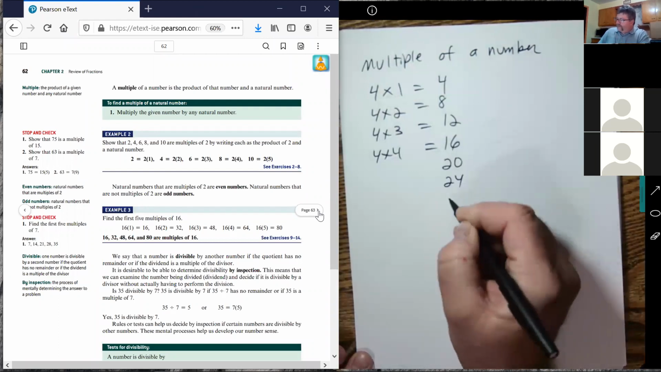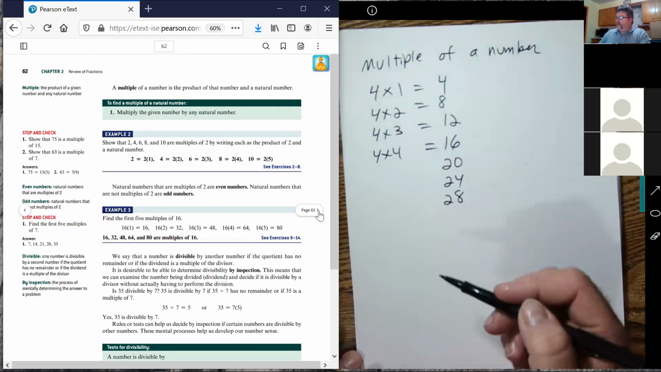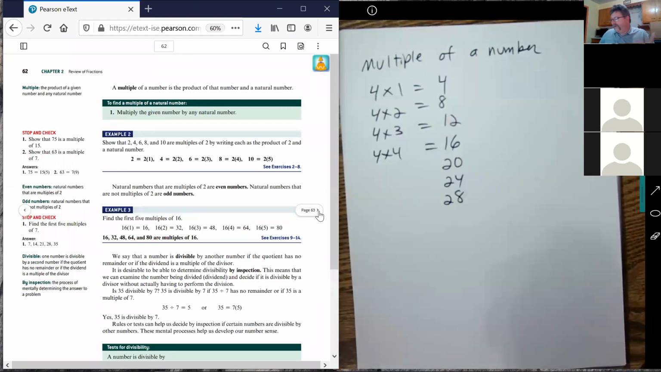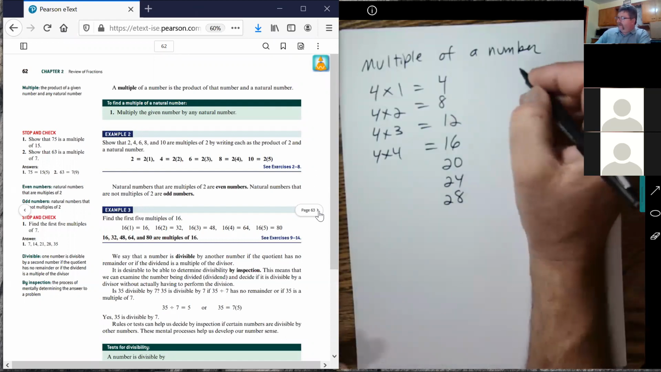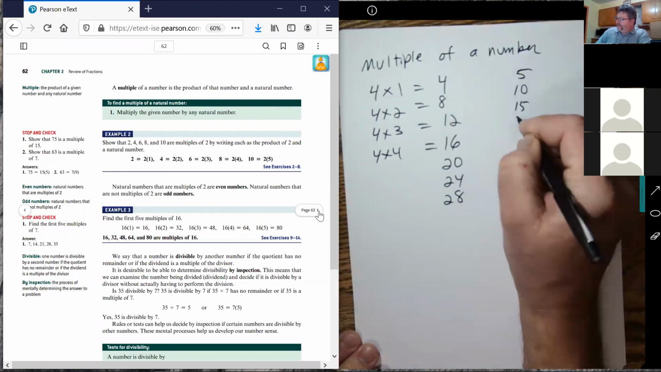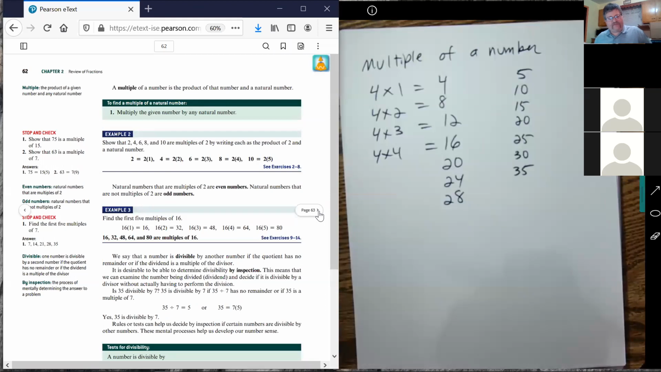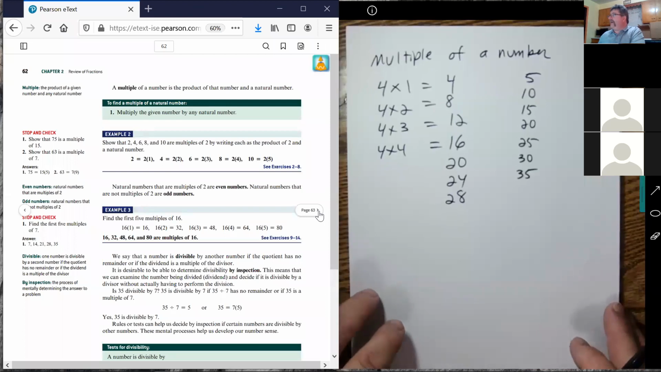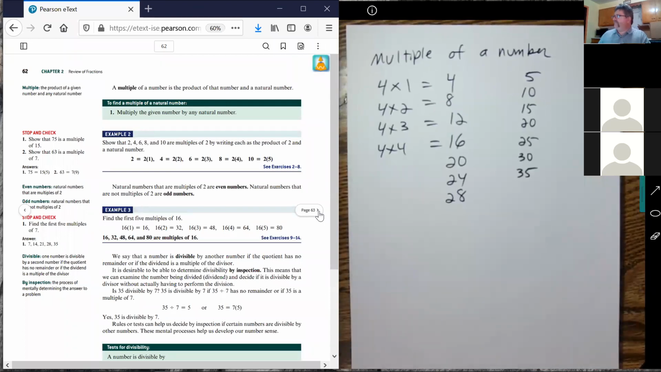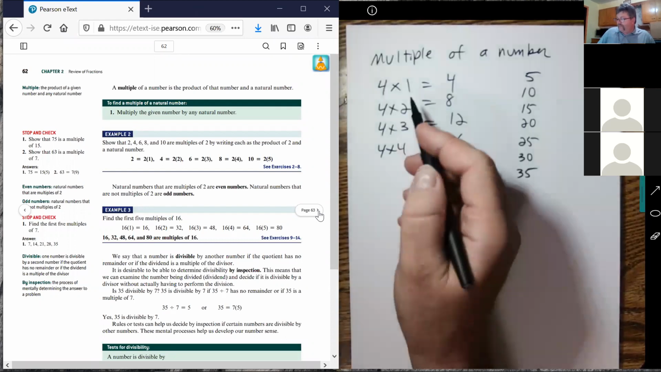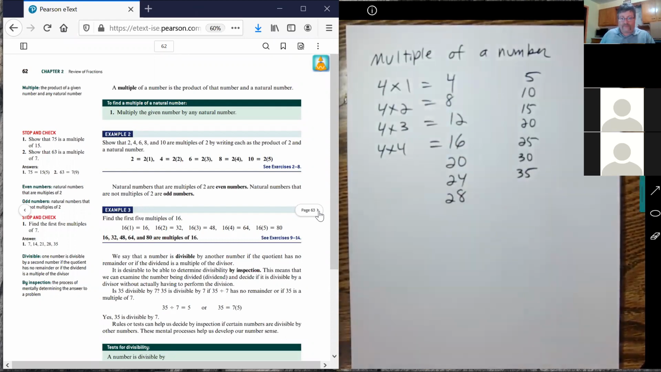20, 24, 28. So in other words, count by 4. It's another way to think of a multiple. You can think of it as 4 times 1, 4 times 2, or you can just say count by 4, count by 5s: 5, 10, 15, 20, 25, 30, 35, etc. So finding the multiples of numbers is pretty straightforward. That's the mechanics of finding it. Why we might want to find it, we'll talk about shortly. But how to do it is just that. You either think of it as counting by that number, or you take that number and multiply it by 1, 2, 3, 4, and so on.